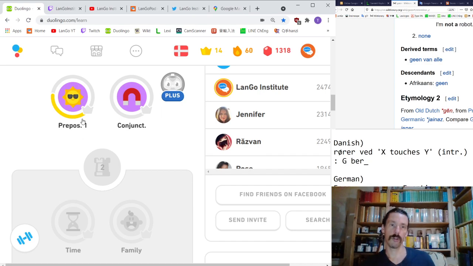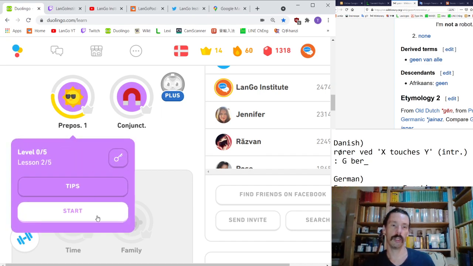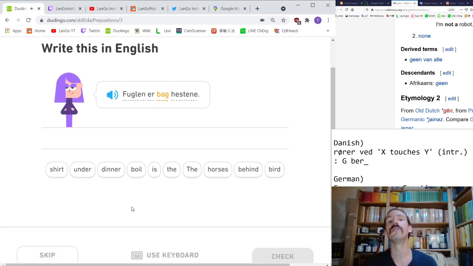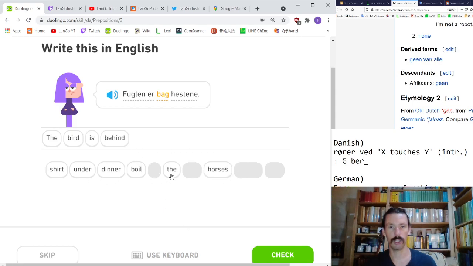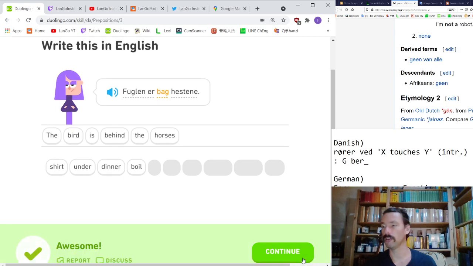Let's split this circle, do one more leg of the journey. Fuglen er bag hestene. Bag hestene. The bird is behind the horses. In back of. Bag. Hestene has the plural definite ending.